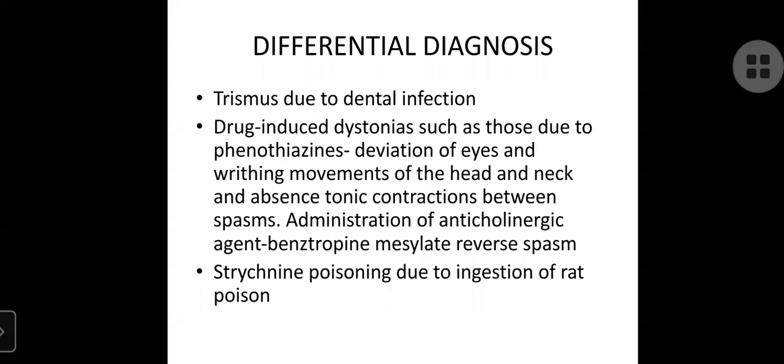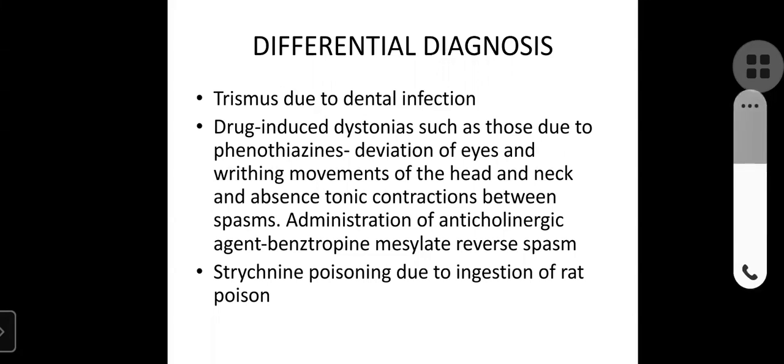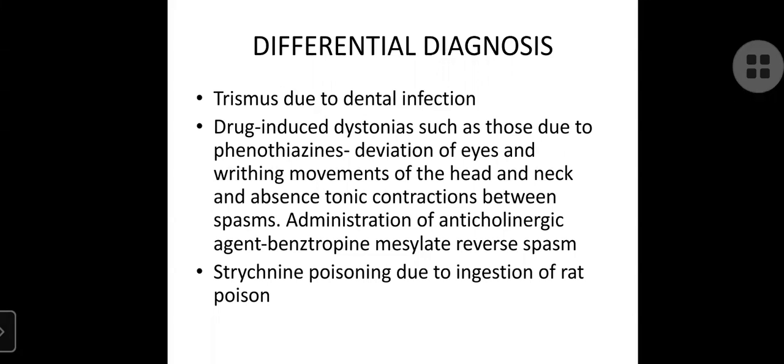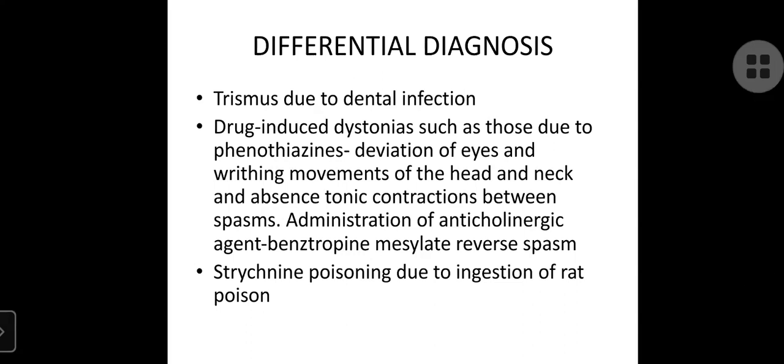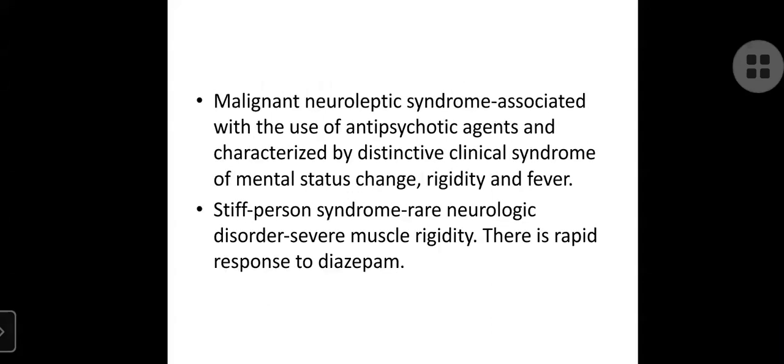Then we have strychnine poisoning, that is due to ingestion of rat poison. So you have to pick up a history of whether they have these poisons at home and the patient mistakenly took it, whether in an attempt to commit suicide or by accident. You have to rule out poisoning.